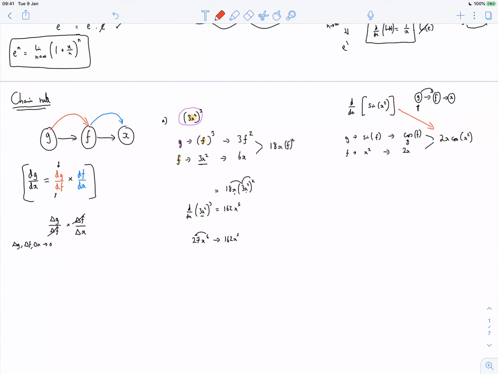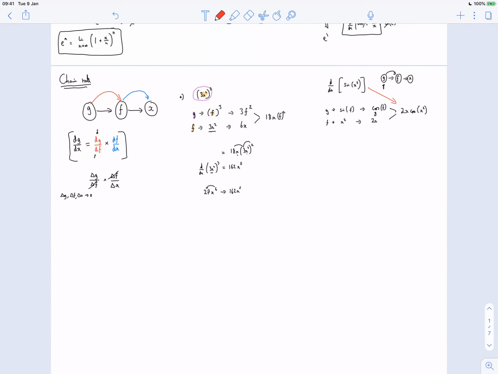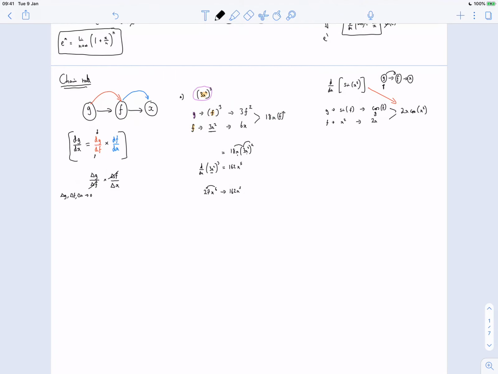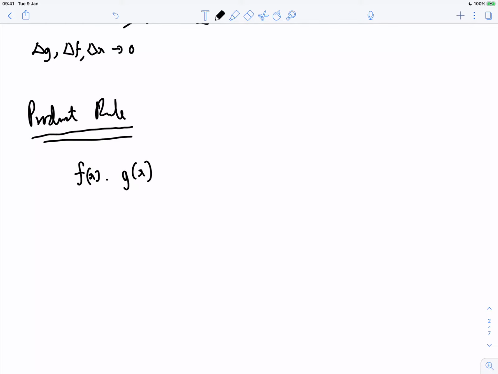Okay, now, what have we got? The next thing, there's two more rules. And then I'm just going to go through examples, and that will do. So the next rule is the product rule. Okay, let's suppose I've got a function f of x and it's being multiplied by a different function g of x, and I want to differentiate this with respect to x.